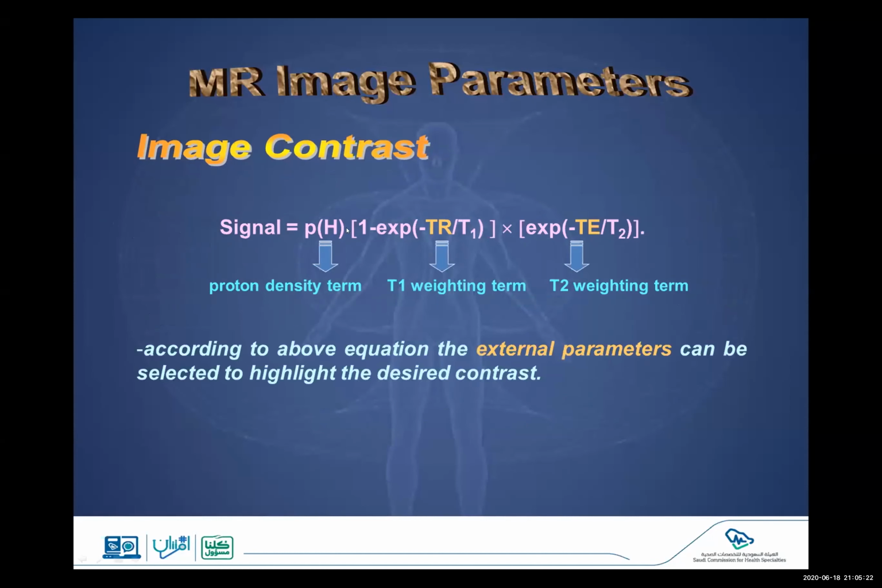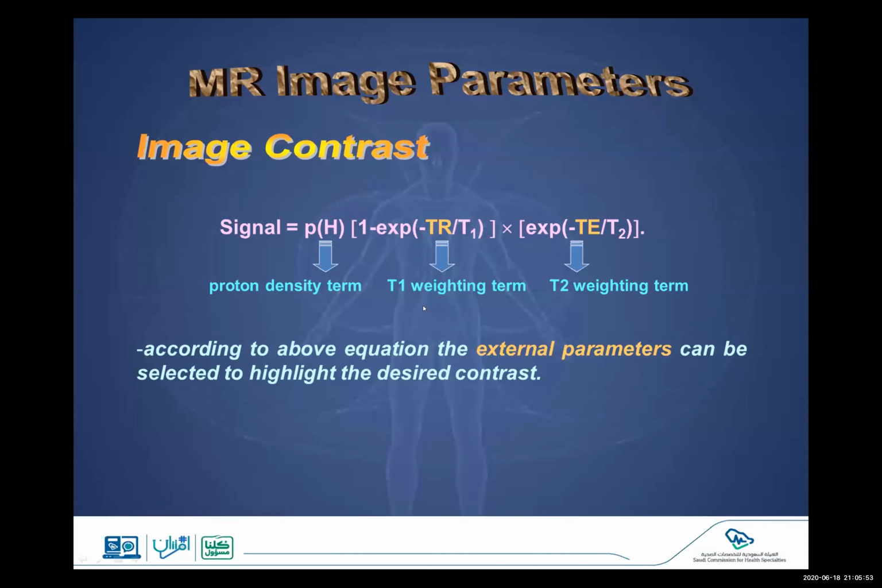So from that equation, we can select TR and TE to highlight a specific contrast. For example, mathematically, we can make that term equal 1, or that term equal 1, so the signal will be proton density. If I want my final image to be a proton density image, I have to make that term equal 1, so the signal equals proton density.